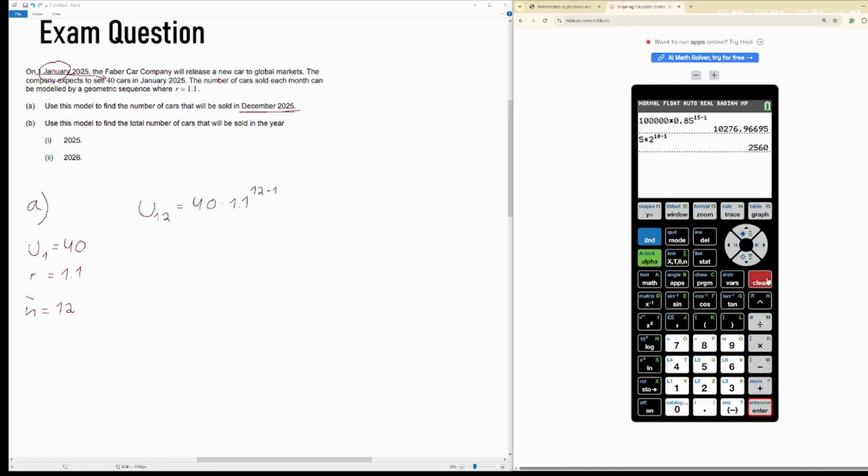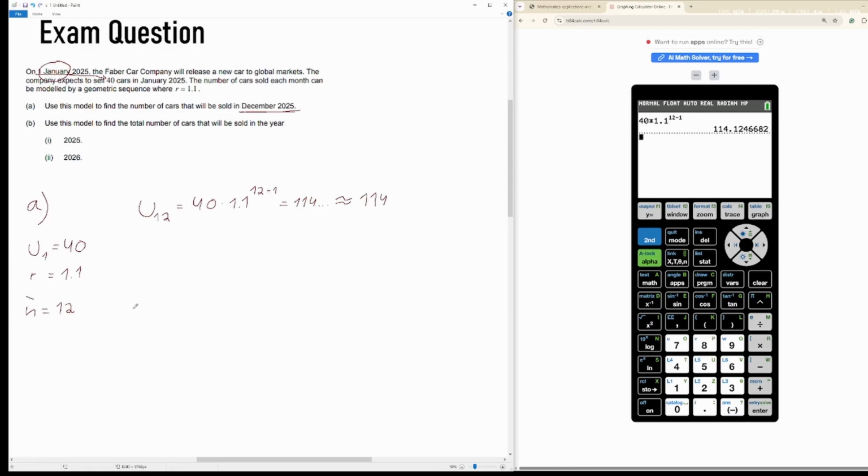Then we can use our calculator: 40 times the common ratio to the power of 12 minus 1. And you get the answer of 114, which you have to round to 3 significant figures, so it is 114 cars in December of 2025.